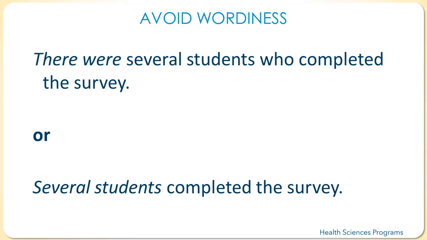The addition of there were creates a passive sentence structure that does not emphasize the true subject of the sentence, the students. Revising the sentence as indicated focuses the reader on the subject of the sentence and creates an active verb form.